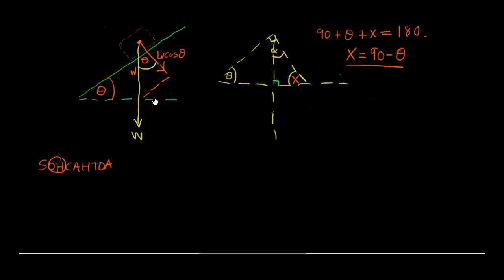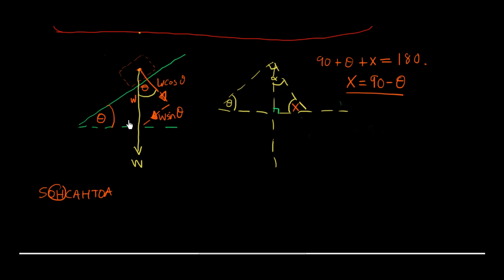So the component here that I'm interested in that goes down the slope would be W sine theta, right? So that's how much of this W is going in that direction there. The W cos theta is how much is going in this direction here, right?